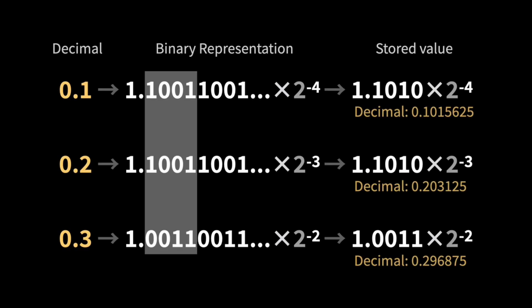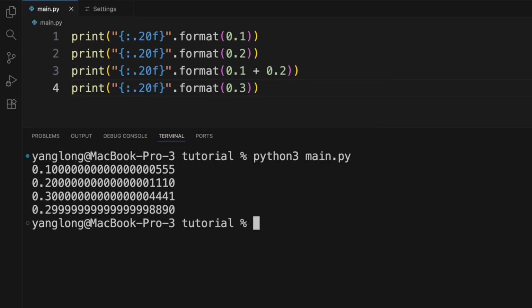If you have the patience to repeat the same process step by step, you'll end up with the exact same result in the end. I don't have that much patience, so let's directly take a look at how Python actually stores the values of them. It's very simple, we just need to ask Python to display more decimal places. You'll notice that the stored values of 0.1 and 0.2, as well as 0.1 plus 0.2, are slightly larger than their true mathematical values, while the stored value of 0.3 is slightly smaller, just like in our 4-bit fractional example.